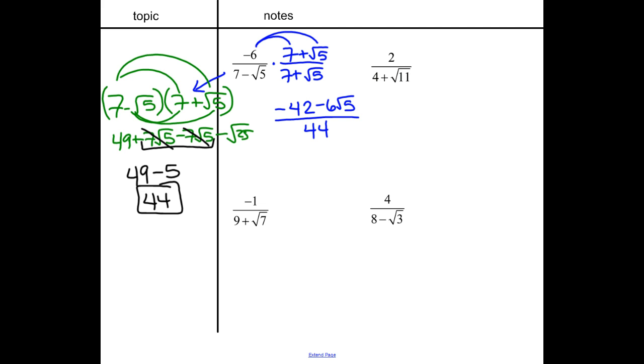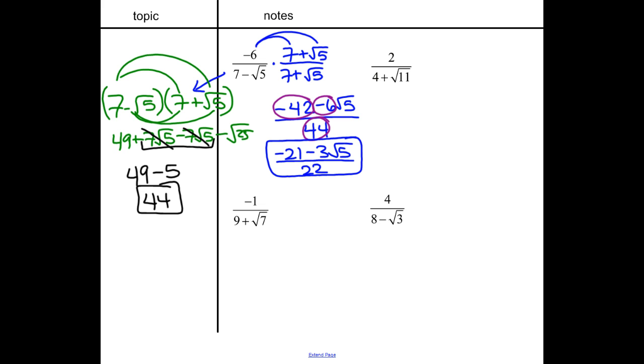Now from here we have to look at what we can take out of each piece. The pieces we can take out of are my negative 42, my negative 6, and my positive 44. I want to take something out that goes into each of them. If you notice, they're each even, so I can take out a 2 from each piece. It's really going to become negative 21 minus 3 square roots of 5 all over 22. And there's our fully simplified version.